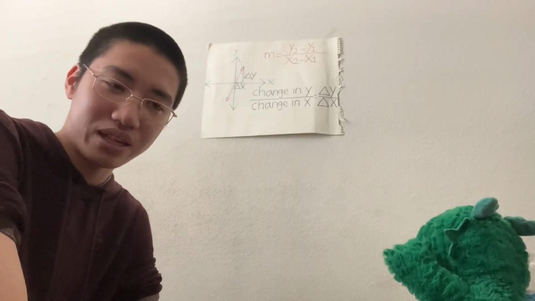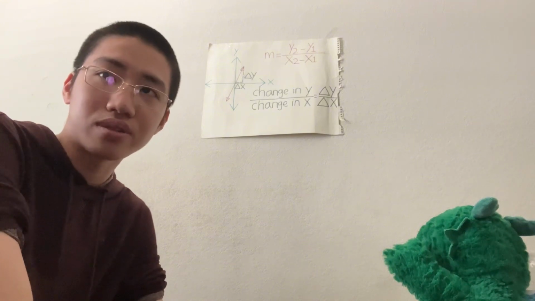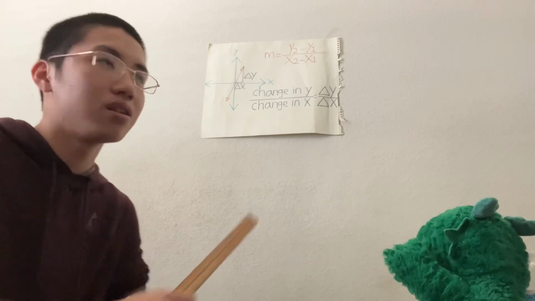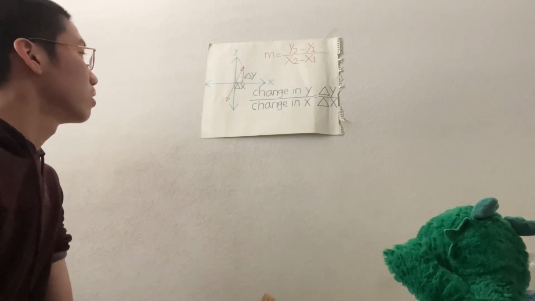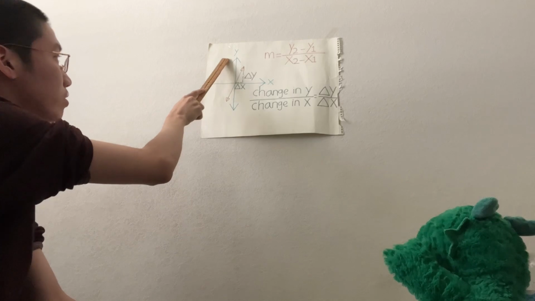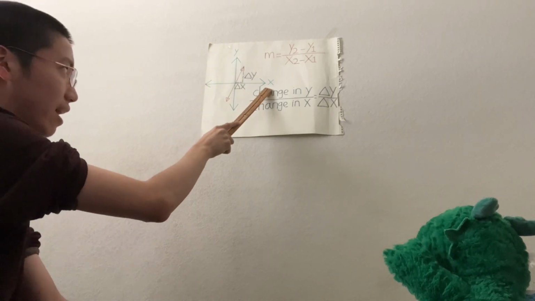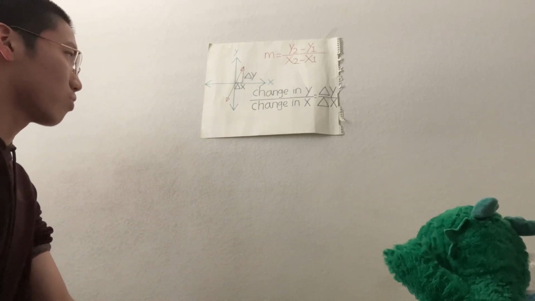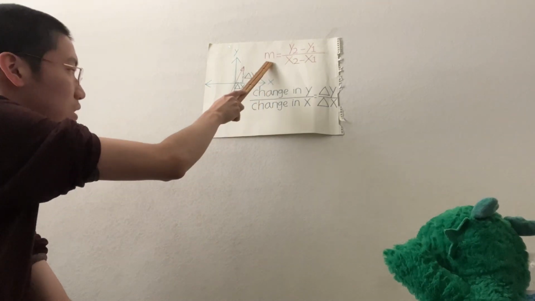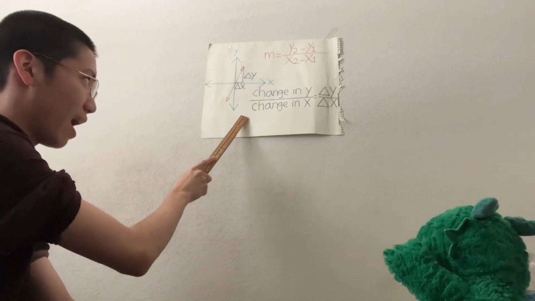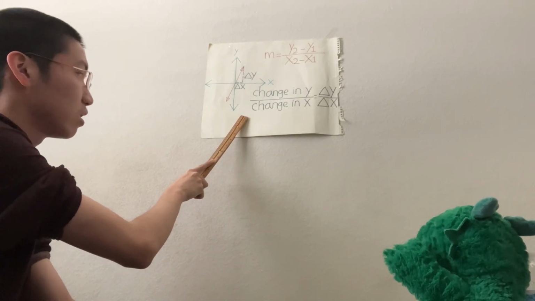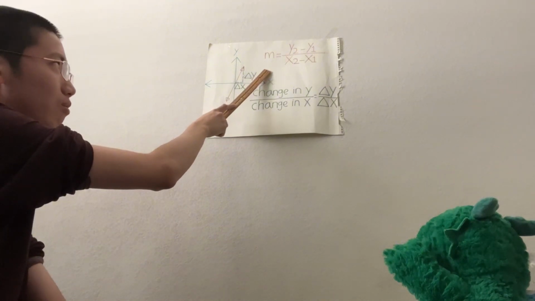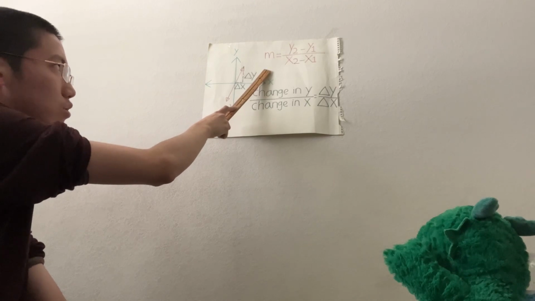So to find the steepness of something or the slope of something, we'll be using a Cartesian coordinate system like this one. So this is the y-axis, it goes up and down. This is the x-axis, it goes left to right. The letter to represent slope is m. Slope is the change in y over the change in x. You can interpret this as y2 minus y1 divided by x2 minus x1.